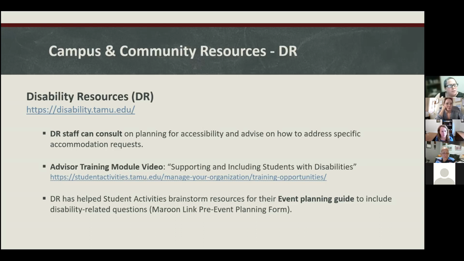And then we consulted with Student Activities a number of years ago when they redid their pre-event planning guide, to make sure that we're asking some of those questions when you're thinking about planning your event. Have you thought about the dietary needs, the physical access, the other accommodations? So anyone who's done the Maroon Link pre-event planning form, you've probably seen some questions that ask you to think about these things.